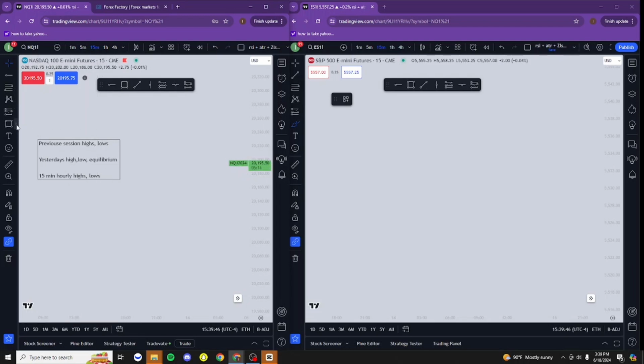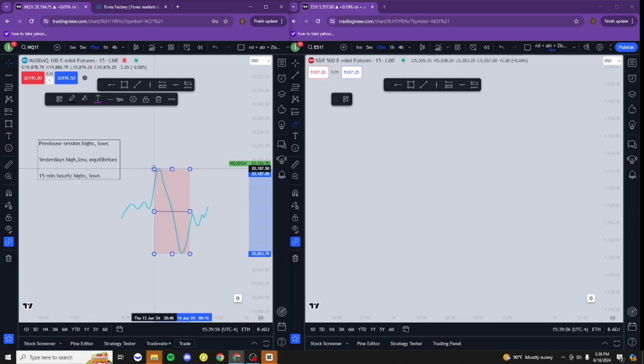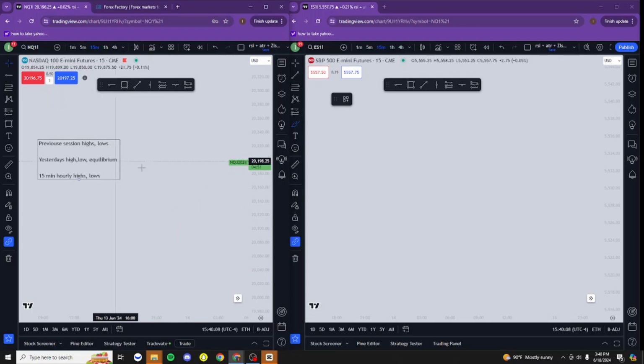Now, you can also use the previous session's highs or lows, or yesterday's high, low, or equilibrium. Equilibrium just means, let's say this is the trading range for Friday. Friday's equilibrium would be the highest point of that day, the lowest point of that day, and whatever the middle point is. Equilibrium, consequent encroachment, it's just a fancy word for in the middle. Literally.